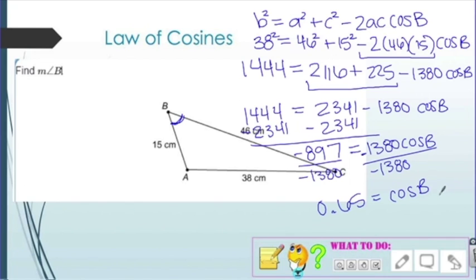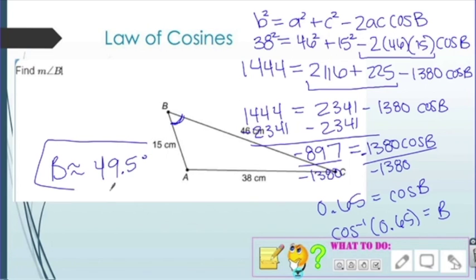But remember, to find the angle measure, now I need to take the inverse cosine. And that's going to leave me with the measure of B, which is approximately 49.5 degrees.